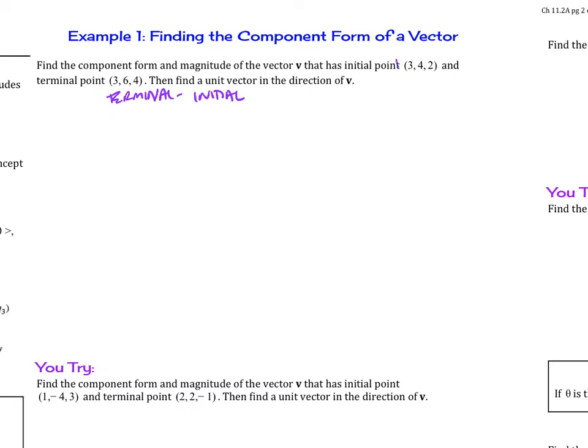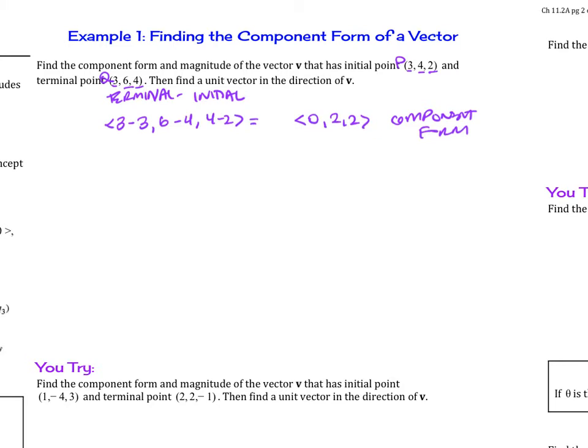And so let's just call this P here and call this Q. So this is going to be Q: 3 minus 3, and then 6 minus 4, and then 4 minus 2. So this is 0, 2, and 2. So this is the component form.